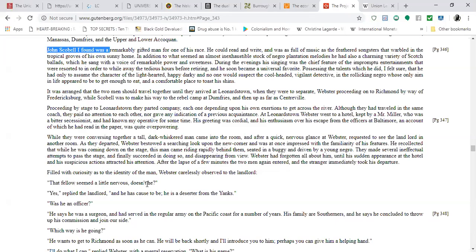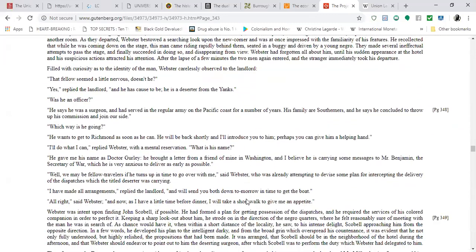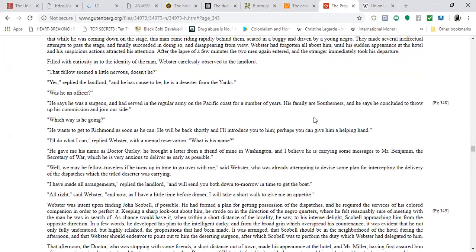The fellow seemed a little nervous, doesn't he? Yes, replied the landlord, and he has cause to be. He's a deserter from the Yanks. Was he an officer? Let's say he was a surgeon.